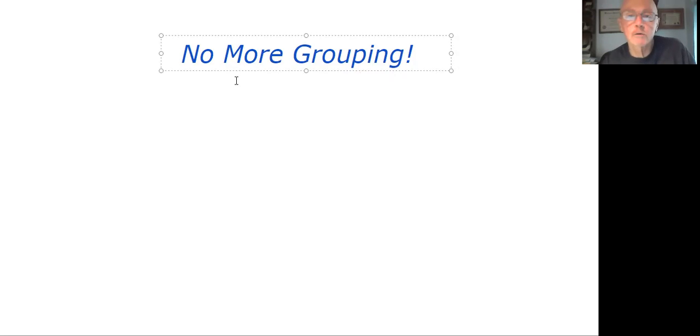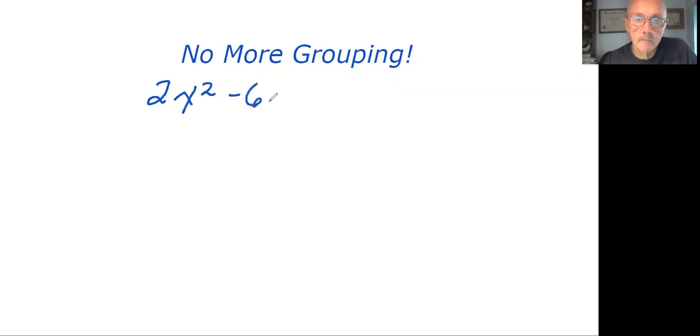I'm going to show you an alternative to grouping. When we get quadrinomials, such as 2x squared minus 6x, a quadrinomial has four terms. Teachers often teach factoring this by a method called grouping. I'm going to show you something much easier than grouping, a method that really just shows you exactly what you need. It almost gives you the answers.